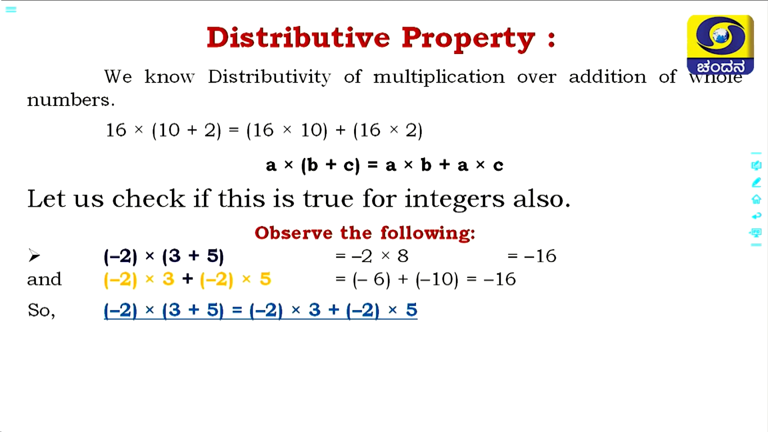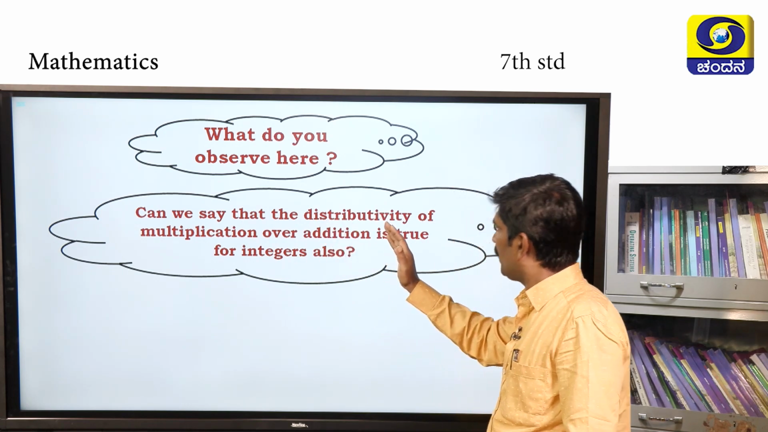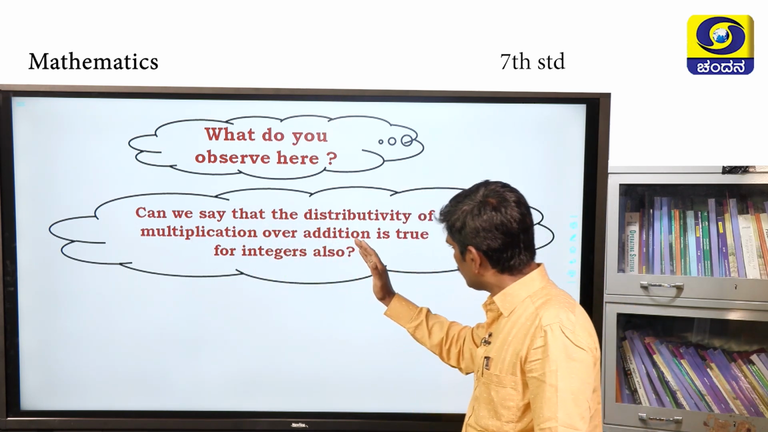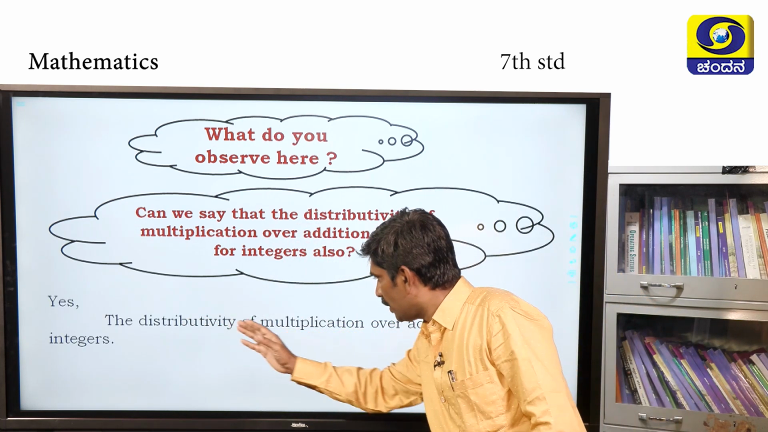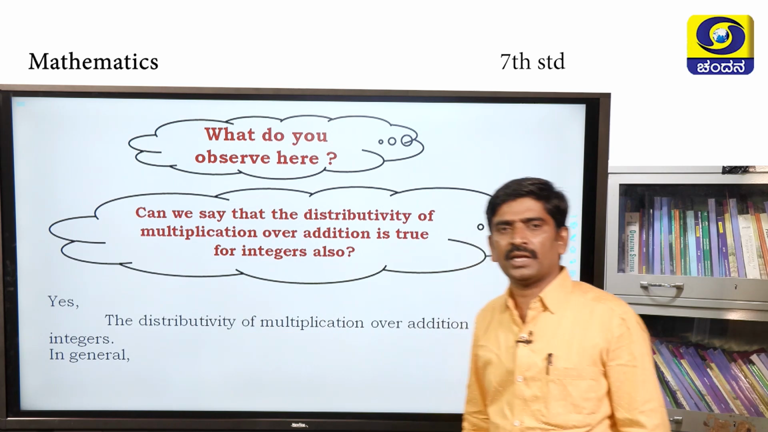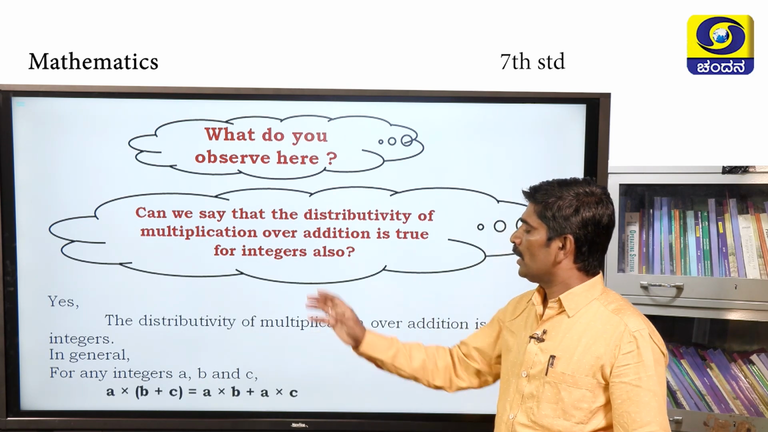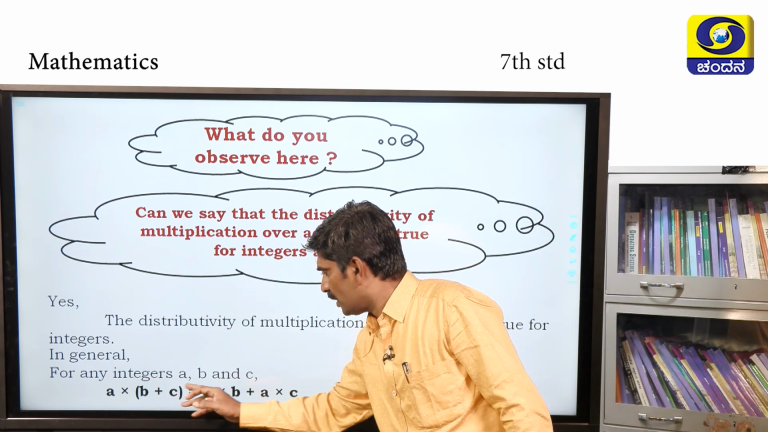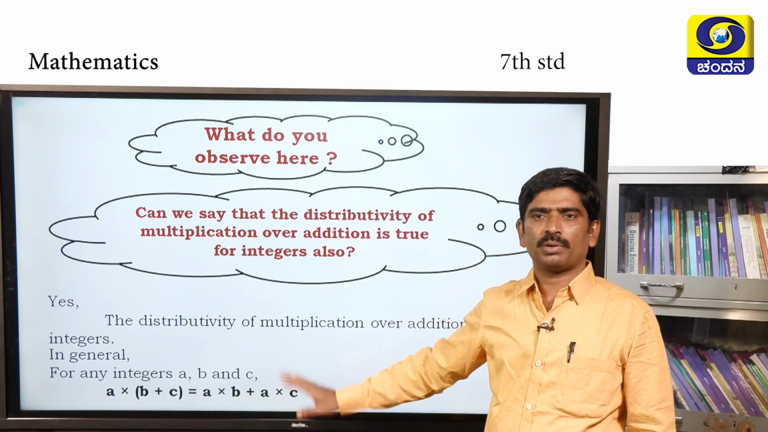Observe the following. What do we observe here? Can we say that the distributivity of multiplication over addition is true for integers also? Yes, it is true. The distributivity of multiplication over addition is true for integers. In general, for any integers a, b and c, a into (b plus c) is equal to a into b plus a into c. This is called distributive property.